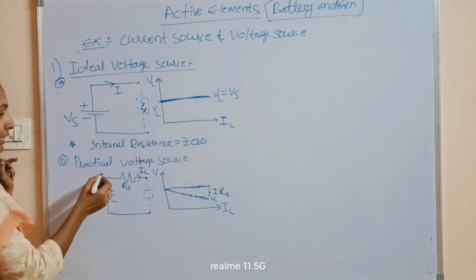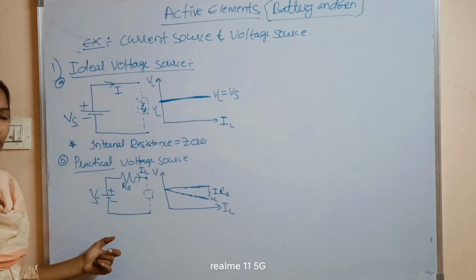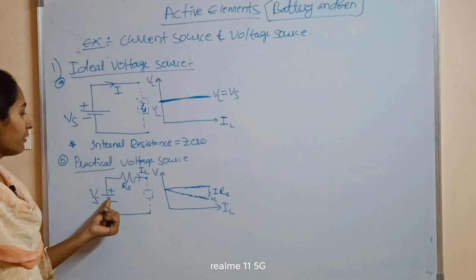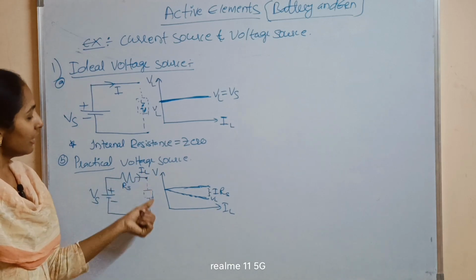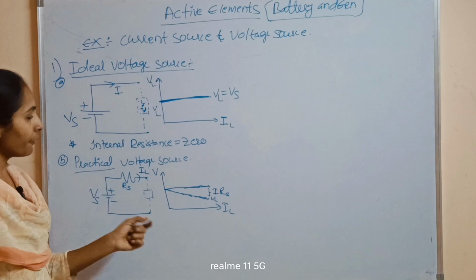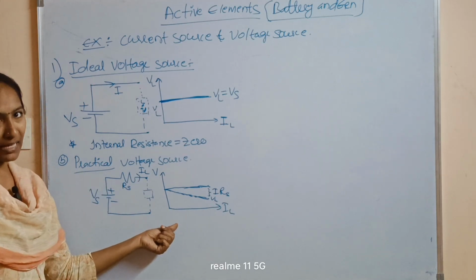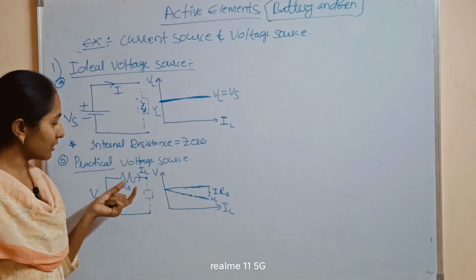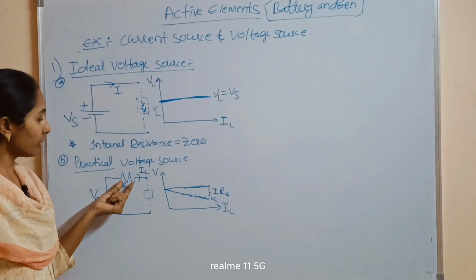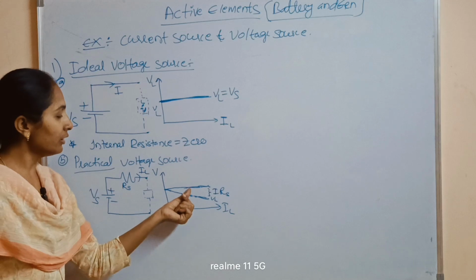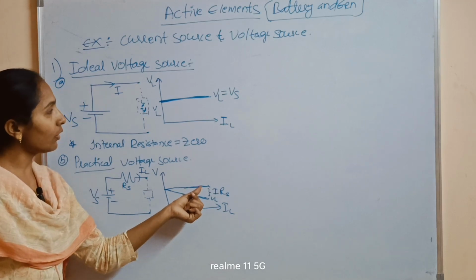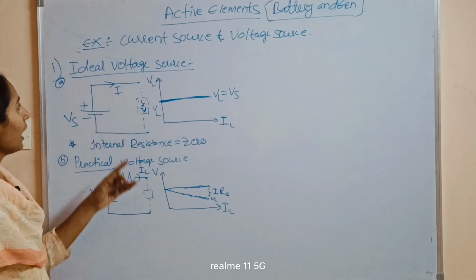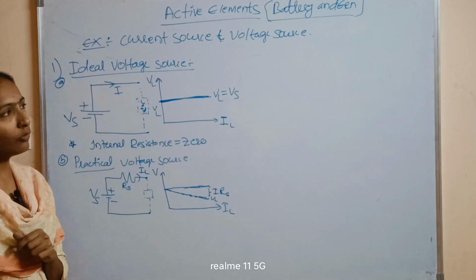Now coming to practical consideration, a practical voltage source always has some series resistance. So this voltage source has a series resistance and it is across the load terminals. Now I am considering the current on the x-axis and voltage on the y-axis. When we change the current, due to the drop, the voltage is somewhat lower and not equal to the exact value of the source voltage. So these two are the ideal voltage source and the practical voltage source.